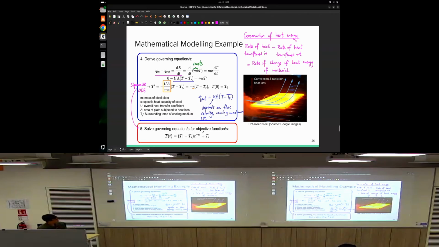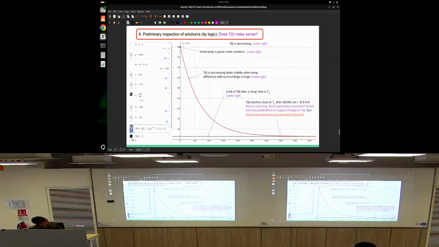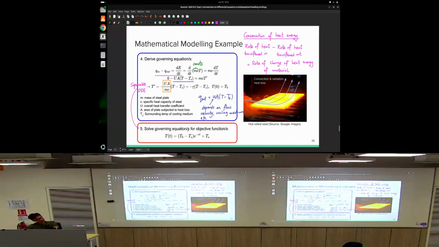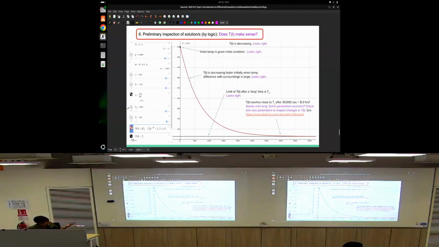So after we solve the governing equations, right, for the function that you want to know, the temperature function, then what do you need to do? You need to inspect your solution using logic or your experience or your intuition. Does the function make sense or not? Because if it doesn't make sense, then maybe your solution approach or your solution process got mistakes. Okay? Then whatever you plot out, right, should make sense. Initial condition given, let's say at time t equals 0, the initial temperature of the plate is 900 degrees Celsius. Okay? So by right, it should satisfy the initial condition.